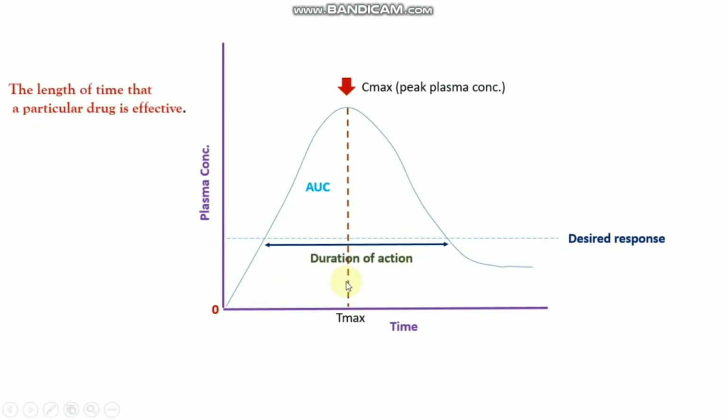And here there is one term that is known as the duration of action. The duration of action represents the length of time that a particular drug is effective. So also it is how long one drug is effective and gives the therapeutic response, that is known as the duration of action.